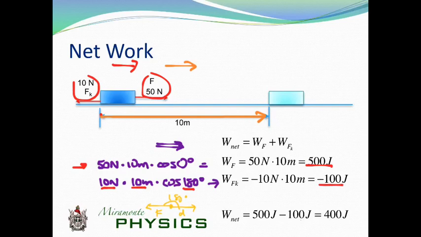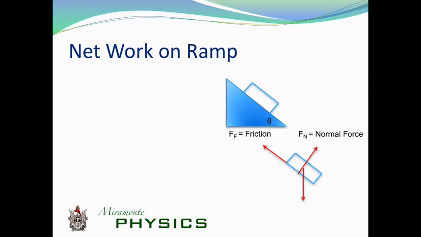Then to get the net work, you just add them up. So when you're doing a net work problem, you just look at each force and each displacement and the angle between them, and you add them up. They're scalars, which makes it really easy. So then you see this ramp problem, and you might worry about the fact that you have a ramp. But not to worry, because with work, we're dealing with scalars, so it's really not that bad. So let's check it out.